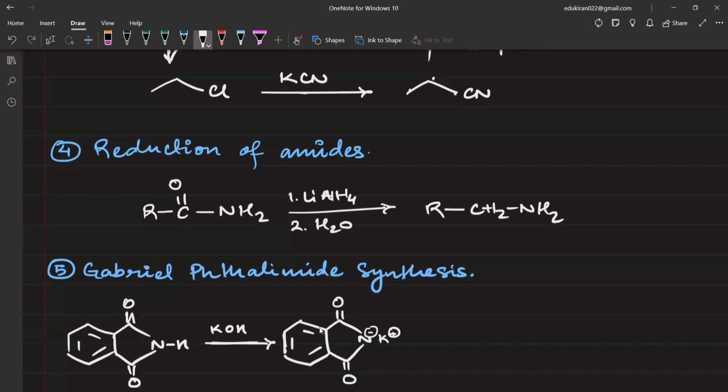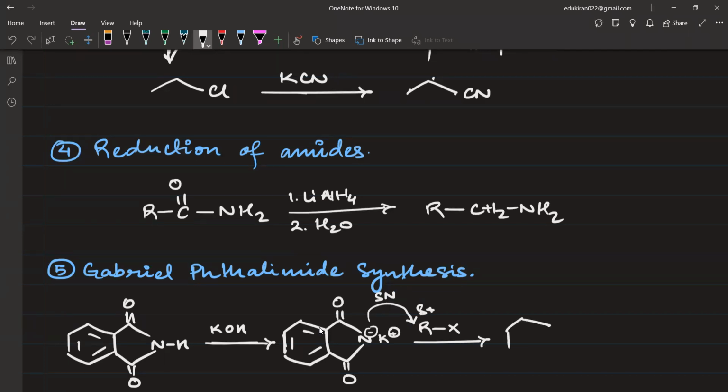Now the nitrogen has got a lot of negative charge. And then you will add here RX. RX can be any alkyl halide. Now this nitrogen is having negative charge. This R is going to have delta positive charge because it is attached with an electronegative element, that is the halogen atom. So this will attack like this. So this is again a SN reaction, nucleophilic substitution reaction.